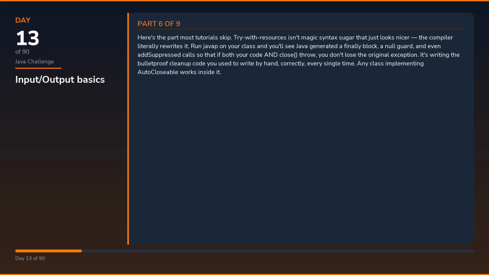Here's the part most tutorials skip. Try-with-resources isn't magic syntax sugar that just looks nicer, the compiler literally rewrites it. Run javap on your class and you'll see Java generated a finally block, a null guard, and even addSuppressed calls so that if both your code and close throw, you don't lose the original exception. It's writing the bulletproof cleanup code you used to write by hand, correctly, every single time. Any class implementing AutoCloseable works inside it.